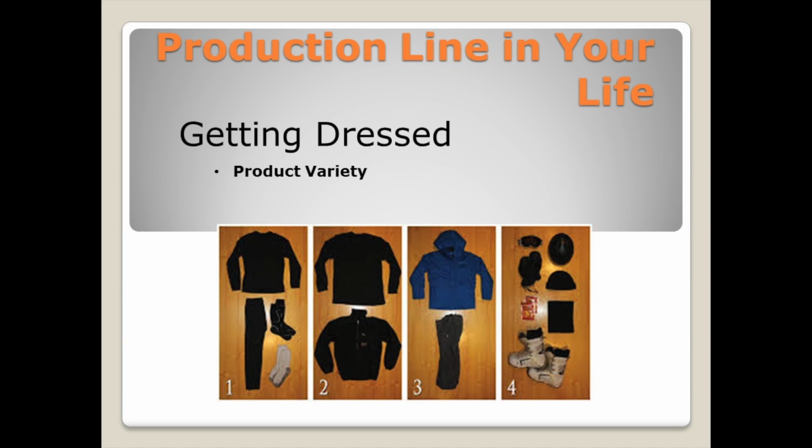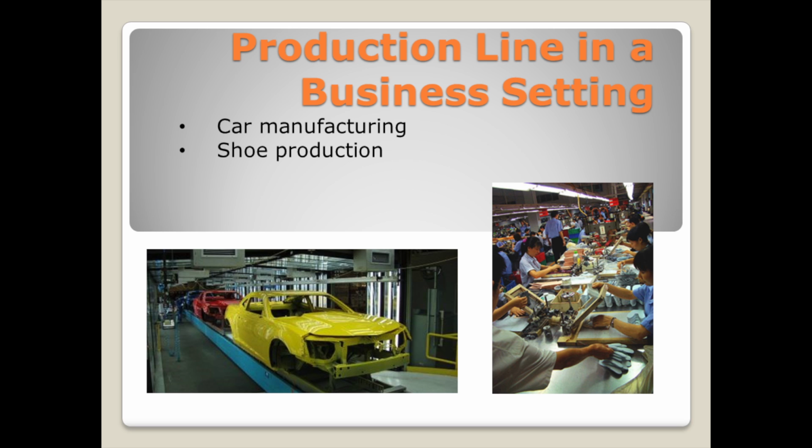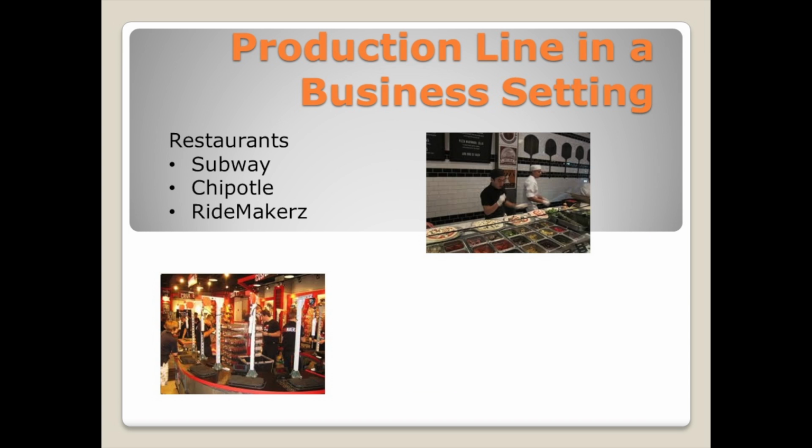Another everyday life example is how we dress. We follow the same process to get dressed, but we have limited selection of clothing such as different shirts, pants, shoes. This is an example of product variety in a production line. The most common example of a production line in a business setting is car manufacturing. Each worker assembles one part of the car until the car is completely finished. Even the shoes you are wearing now were produced using a production line. Even restaurants such as Subway and Chipotle incorporate the production line process to create a meal.